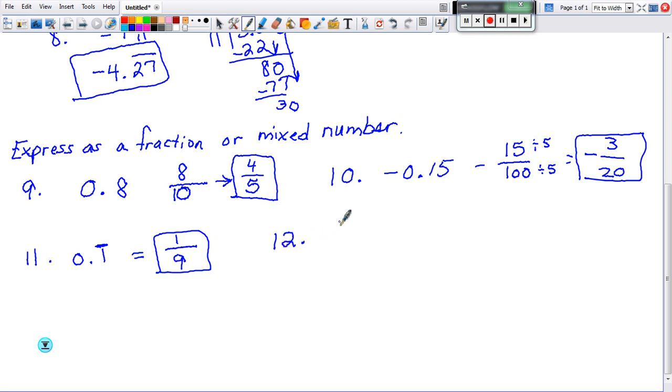Number 12. 1.7 repeating. Well, the 1's in front of the decimal point, so in front of your answer, it's going to be in front of your fraction. This is a repeating decimal, so you put a 7. Normally, we would have 7/10 here, but because of the repeating bar, we take away 1. So 7/10, 10 take away 1 is 9. So 1 7/9 is the answer to that one.